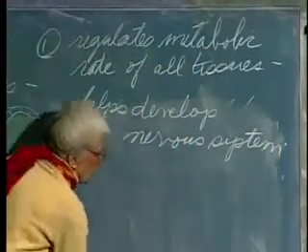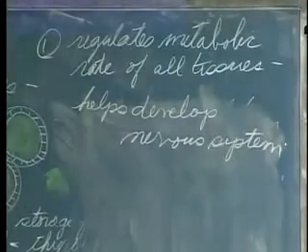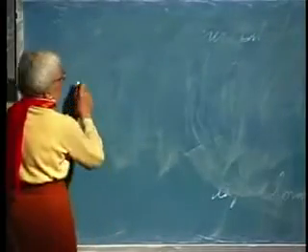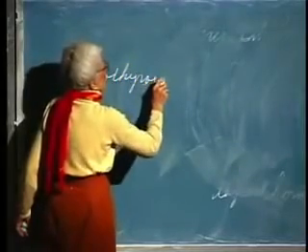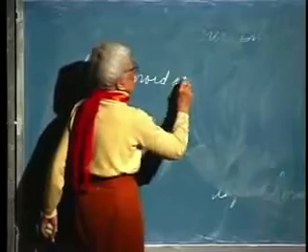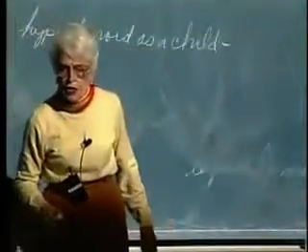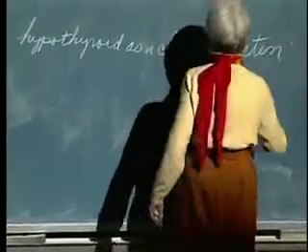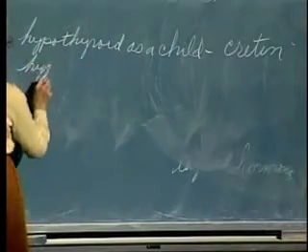So there are some people who just don't have enough thyroid hormone. If you're a child and you don't have enough thyroid hormone, so hypothyroid, as a child, what do we call the condition? A cretin. Severe hypothyroid.